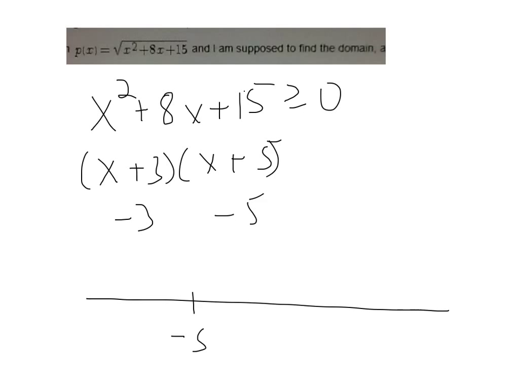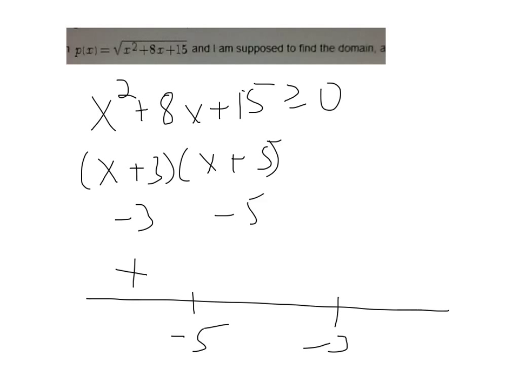So one way to deal with this, make yourself a number line. And then we're going to try values in these different ranges and see if it's positive or negative. So if I'm over here in less than -5, if I substitute in, say, like -10 or -100 or anything into that equation, that squared term is going to be big, and everything in here will be positive. So that tells me everything on this side of -5 is positive, should be in the domain.